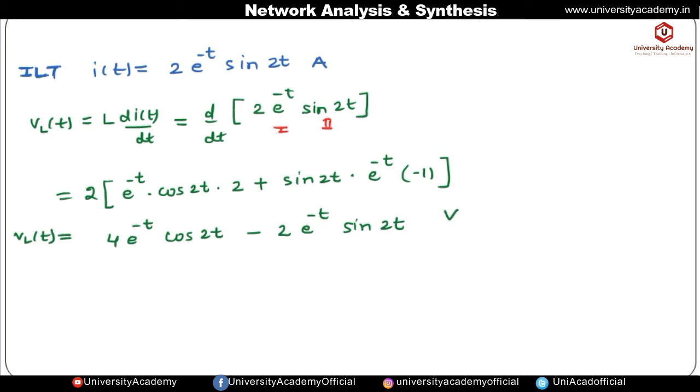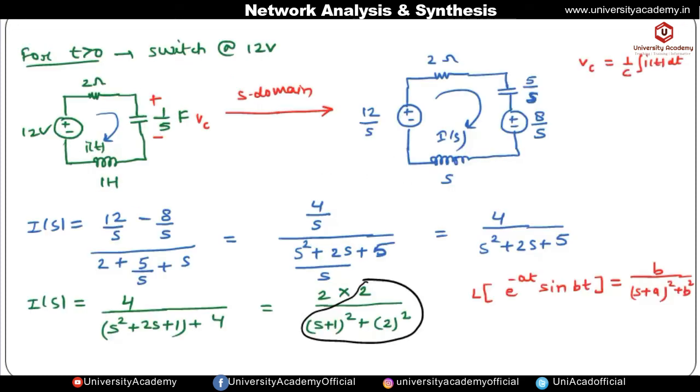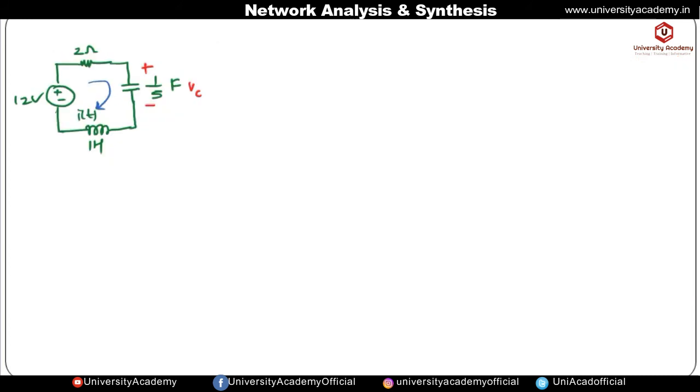Now we will apply KVL in this loop. Now we have to find the voltage across the capacitor, so let us apply KVL in this loop. This i of t is the current flowing in this direction. It means current is entering from this terminal, so this will be positive and this is negative. So this is VL of t, that is the voltage across the inductor, and this is VR of t, that is the voltage across the resistor. If we apply KVL in this loop, let us start from here.